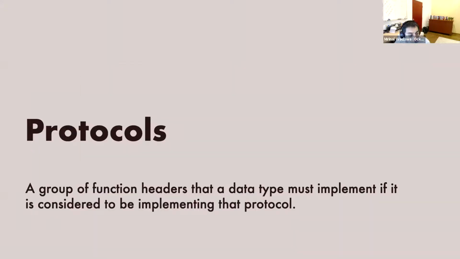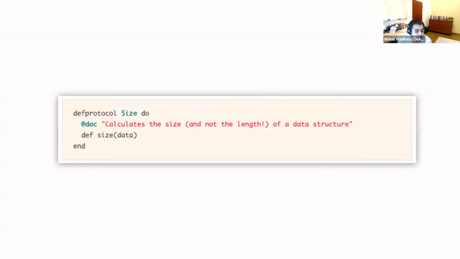Another tool that you may have come across for polymorphism in Elixir is called protocols. So a protocol is a group of function headers that a data type must implement if it is to be considered implementing that protocol. An example of this is the Size protocol from Elixir, where anything that wants to provide a size function can implement this protocol.